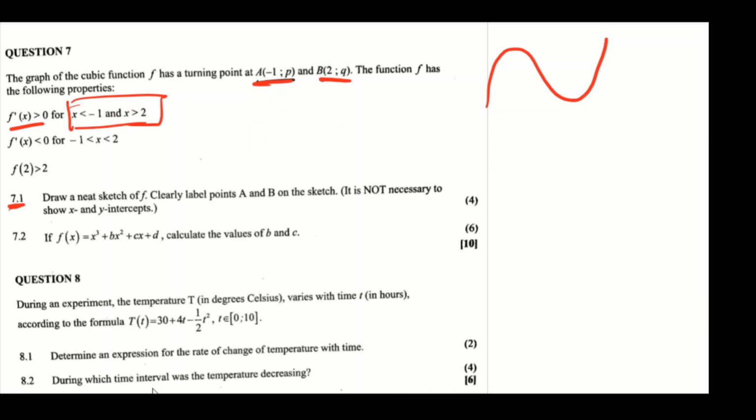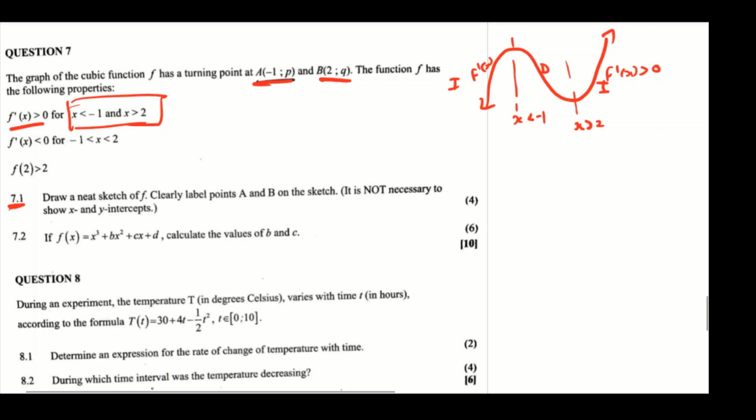The graph is increasing at 2 points. Here, when x is less than -1, the graph is increasing, f prime is positive. And also here, when x is greater than 2, f prime is positive. So it's an increase, decrease, increase function. So now we know the shape of this function that we are about to draw, right?